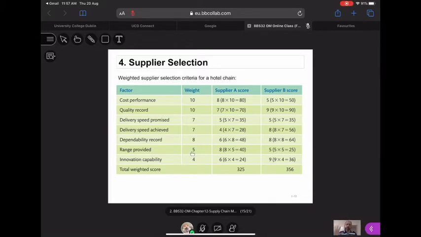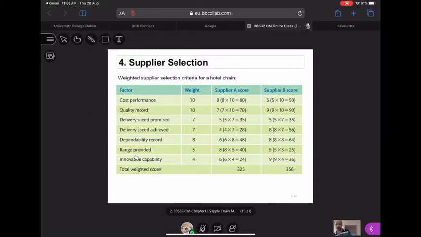Range provided, I find that 5 upon 10 is good enough. Maybe some things that they don't have, never mind. It doesn't really matter, so the range provided is not very important to me. And innovation capability is somewhat important for me. I put 4 upon 10. If they can innovate, it is good. If they cannot, never mind. If they cannot put the logo or whatever on their soap, or maybe their logo is not very high quality, I think it's good enough. 4 upon 10. So guys, this weightage I decide based on the factor.